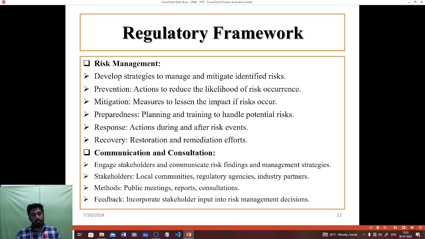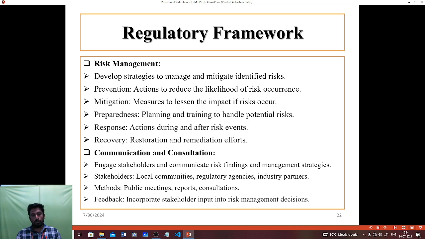So the communications will be shared through any channels, multimedia or other ways, from the collected feedback of the local communities, regulatory agencies and industry partners. The collected data will be incorporated into the risk framework. The methods are conducting public meetings, reports and consultations. If a risk occurs in any place, we conduct public meetings and share the risk potentials and the ways to reduce the risk for the particular areas.